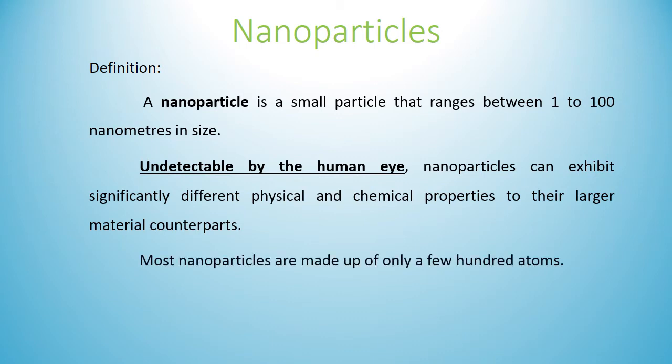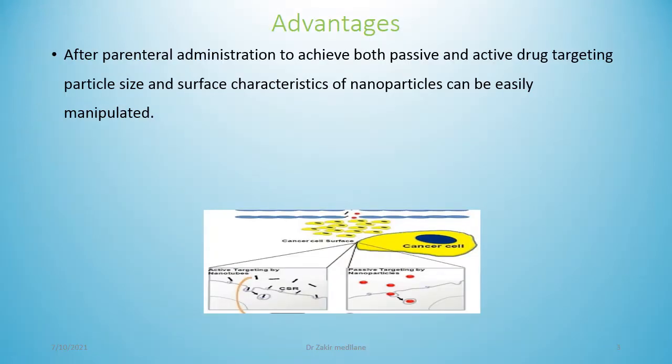Still one point is remaining, that is, most nanoparticles are made up of only a few hundred atoms. Made up of a few hundred atoms means it is nearly 100 picometers in size. Most of the nanoparticles are made of a few hundred atoms, which means they are 100 picometers in size. Now let us see the next slide.